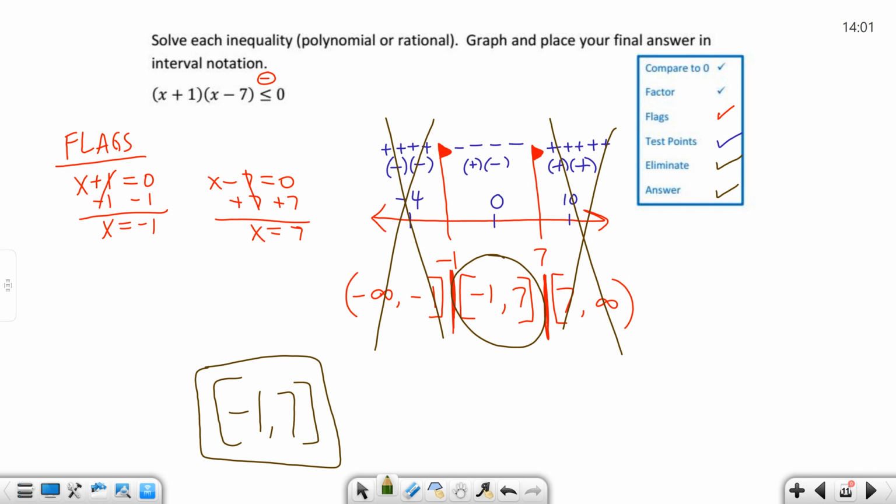Then test points, some number that's in each interval. Be sure you get a test point that's in the interval, okay? The biggest mistake there is to pick one that is not in the correct interval. All right? So be sure to pick numbers in the correct interval. And then once you do that and figure out positives and negatives, then you eliminate what you don't want. The rest of it's your answer.